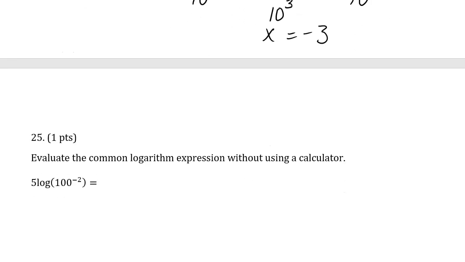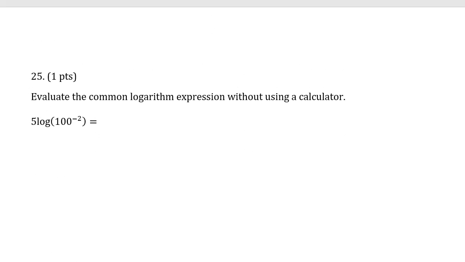Let's take a look at problem 25. Evaluate the common logarithm expression without using a calculator. In this problem, I have 5 times the log of 100 to the negative 2. I'm first going to evaluate the log of 100 to the negative 2. Now, there are several ways of doing this. In fact, there are lots and lots of ways of doing it.